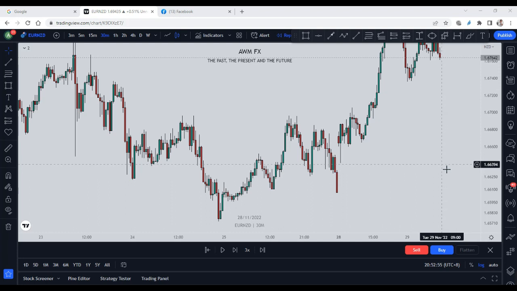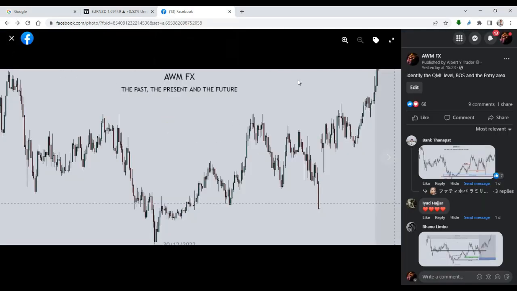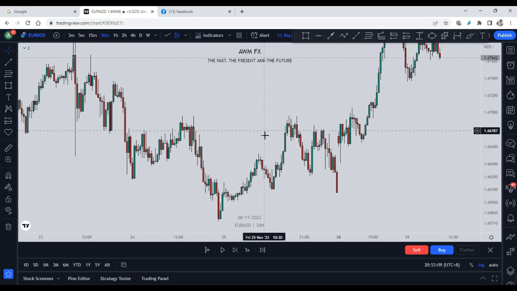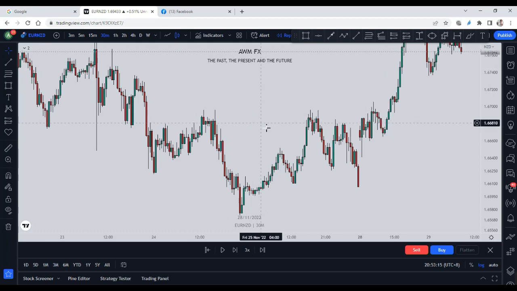Basically, what happened was that yesterday I posted a question on my Facebook page, asking to identify the QML level, break of structure, and entry level. It was EUR/NZD way back in November 2022. I've got a few tips for you guys.